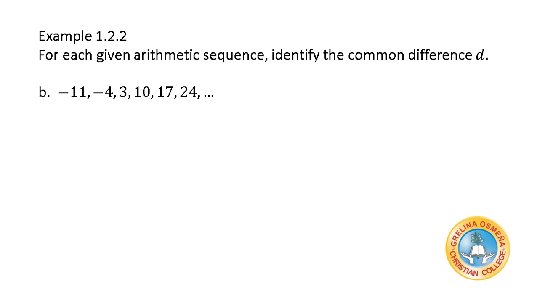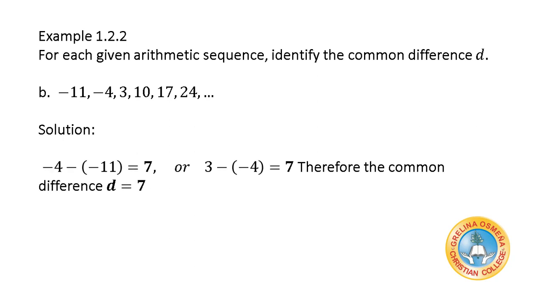Okay, we have this arithmetic sequence, negative 11, negative 4, 3, 10, 17, and 24. So to get the common difference, just subtract the first term from the second term. Negative 4 minus negative 11, that is positive 7. Or we can have 3 minus negative 4, that's also 7. 17 minus 10 is 7 also. 24 minus 17 is 7 also. Therefore, we can say that the common difference is 7. So d is equal to 7.